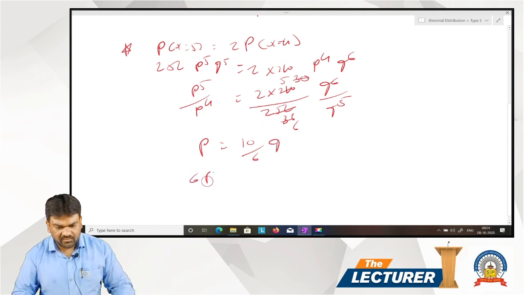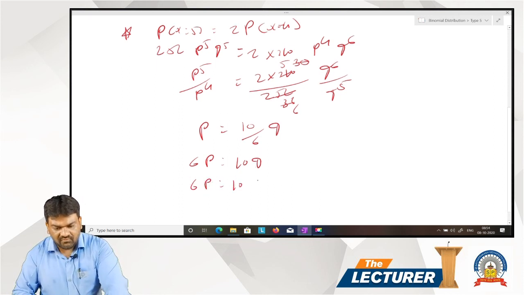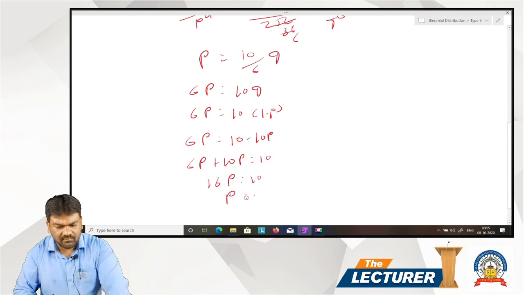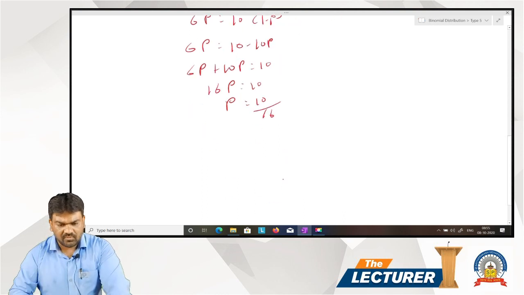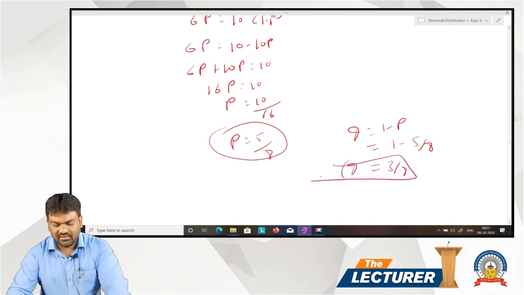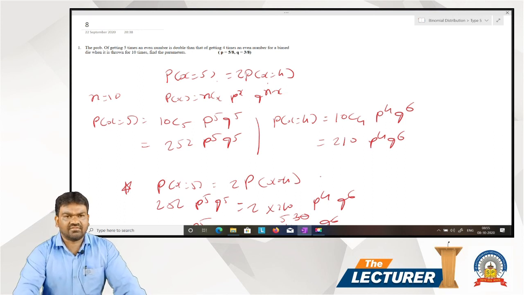So 6P is equal to 10Q. 6P is equal to 10 into (1 minus P). 6P is equal to 10 minus 10P. 6P plus 10P is equal to 10. 16P is equal to 10. P is equal to 10 by 16. So P is equal to 5 by 8. Q is equal to 1 minus P, 1 minus 5 by 8, that is 3 by 8. Q is equal to 3 by 8. This is your answer. Here our type 5 is completed. In the next session we will start our next type. Thank you.